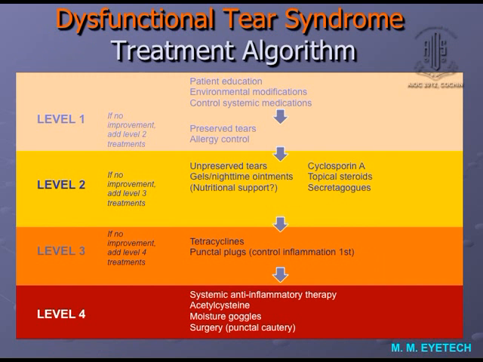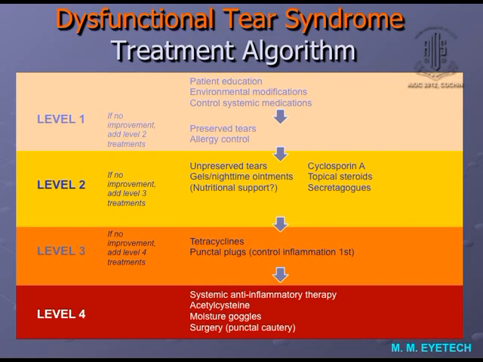In level 1, patient education, basically talking about the environmental modifications and looking at systemic medications as well as other systemic conditions that may actually be leading to dryness, and the use of preserved tears, since we are hoping that we'll be able to get away with less than 4 times a day dosing, and allergy control. Now, allergies very often coexist with dry eye and are often missed, and that is something that one must look at in these patients.